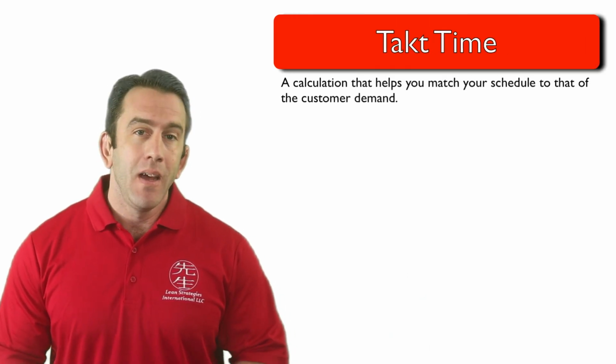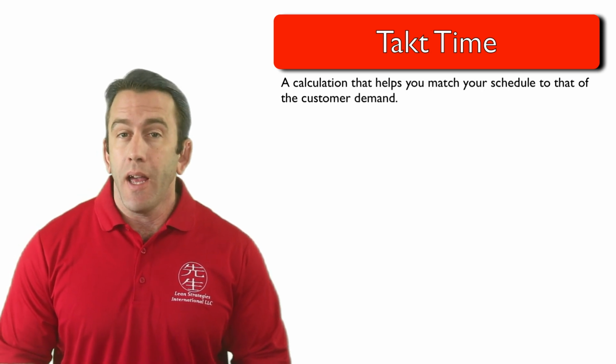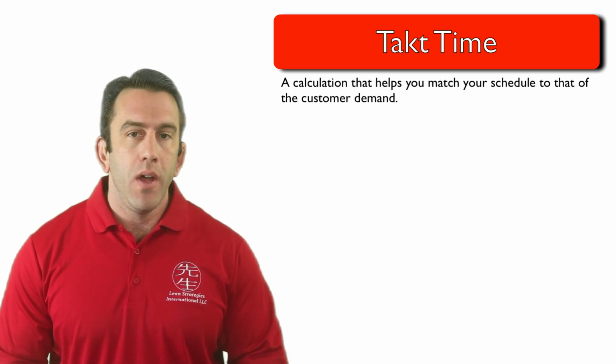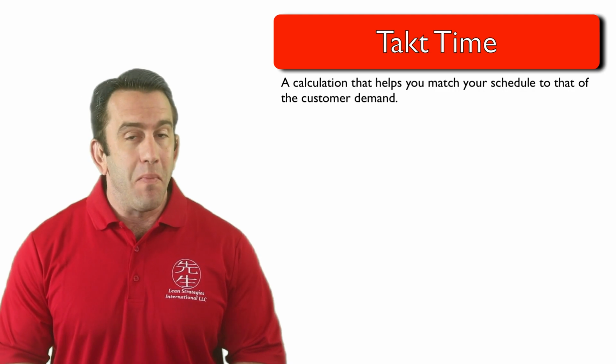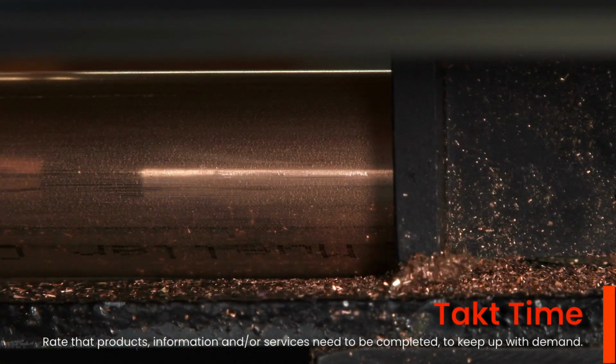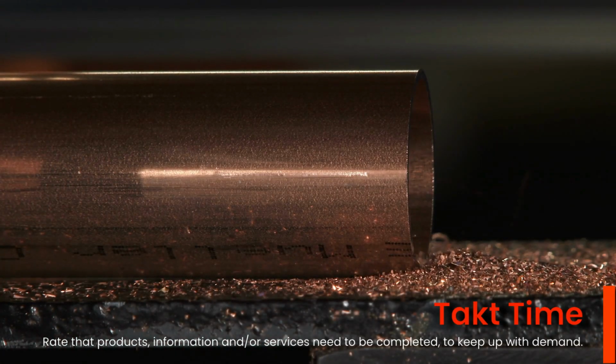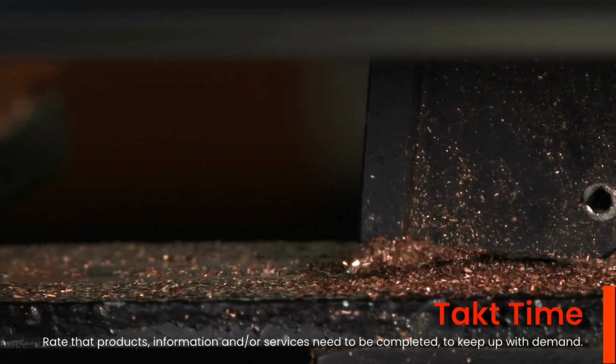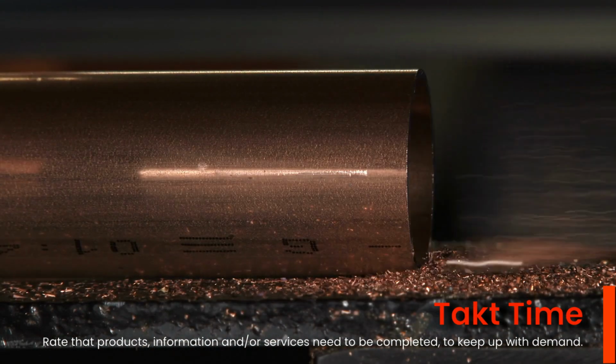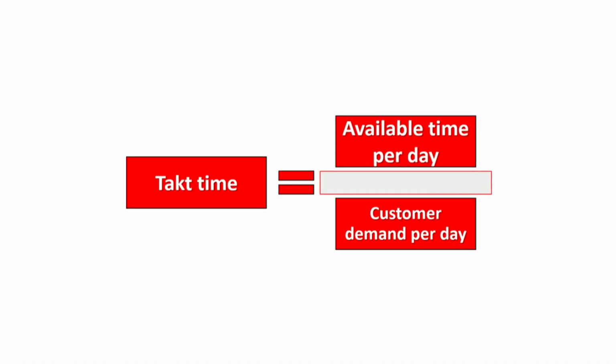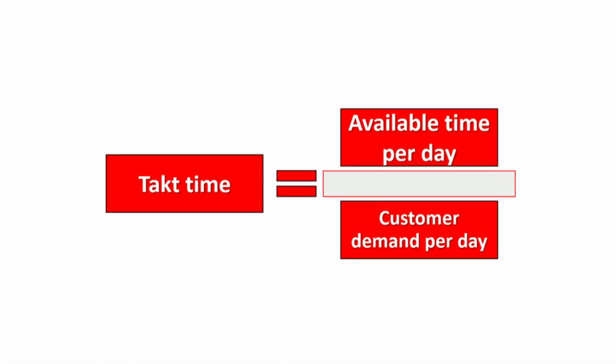When trying to level a production schedule, one of the critical pieces of your daily schedule is takt time. Takt time is a calculation that helps you match your schedule to that of the customer demand. Defined, it refers to the rate at which products, information, and/or services need to be completed in to keep up with customer demand. The formula for calculating takt time is shown here.